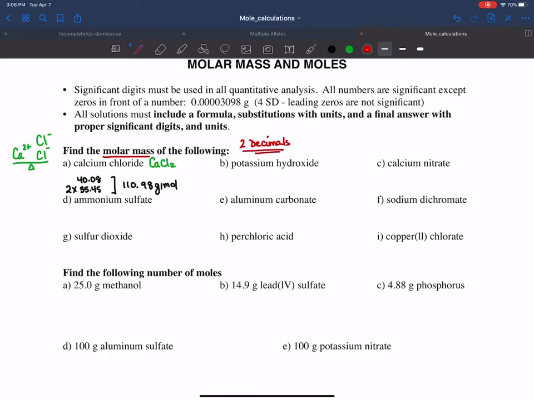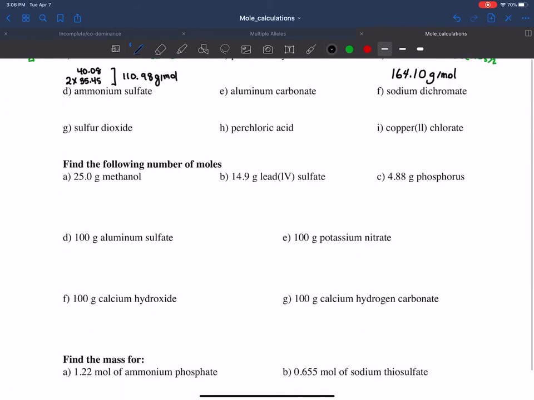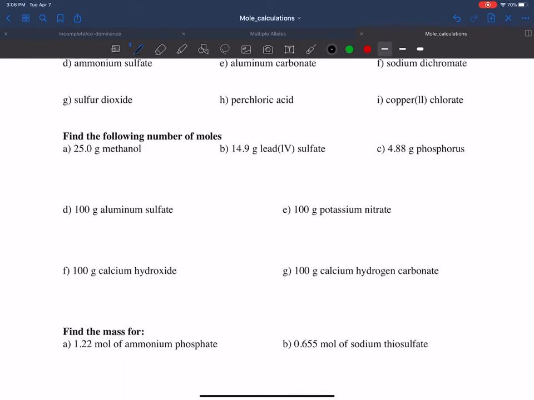So, if I go into another one like calcium nitrate, where I do my formula, and when I do everything and add it all together, I end up with, in my calculator, 164.1. Then what you need to do is add the 0 on there because everything always has to be to 2 decimal places.